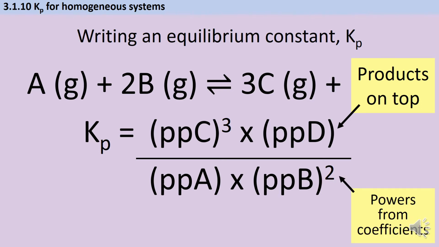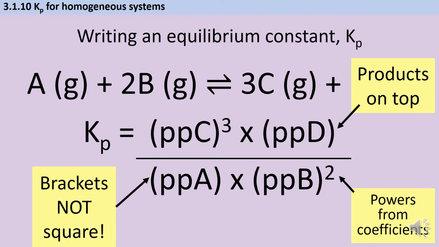So you have a power, so for instance I've got 2 moles of B and therefore I've got the partial pressure of B squared. The big difference is that with Kp as opposed to Kc, we're using partial pressure rather than concentration. And so it's really important that we don't use square brackets, because square brackets show you're talking about concentration, and here you're not.